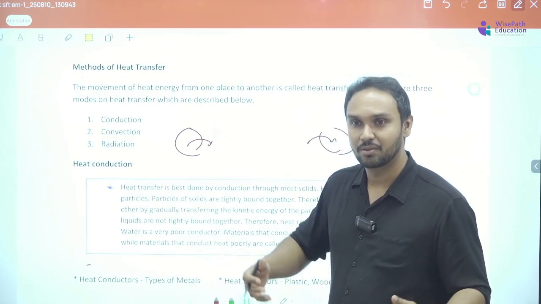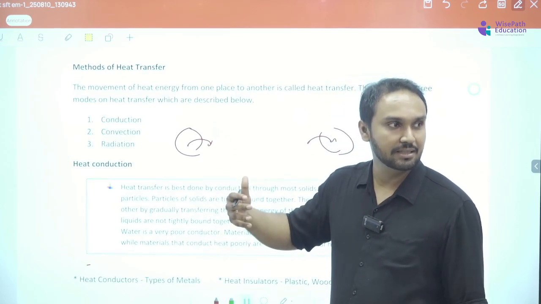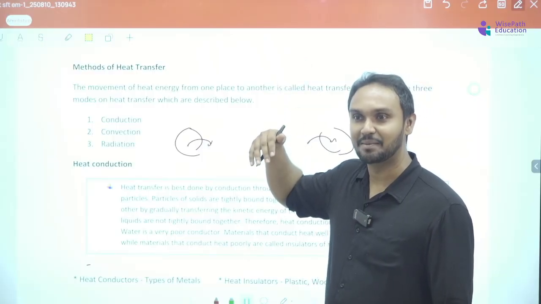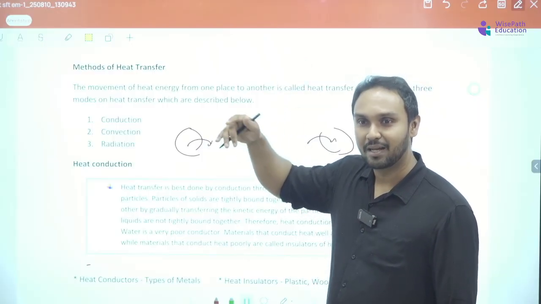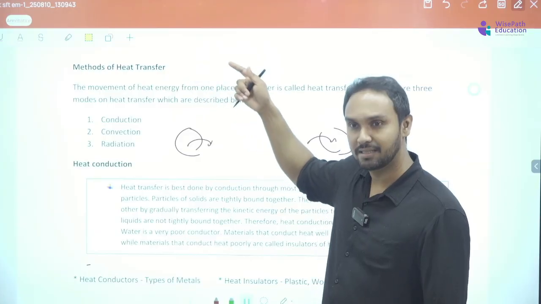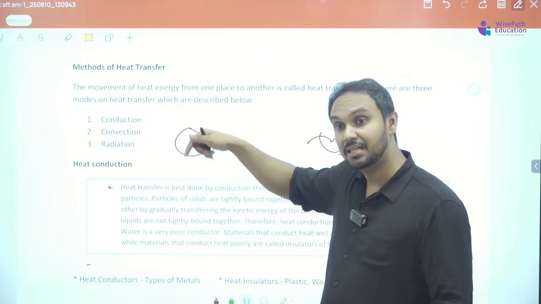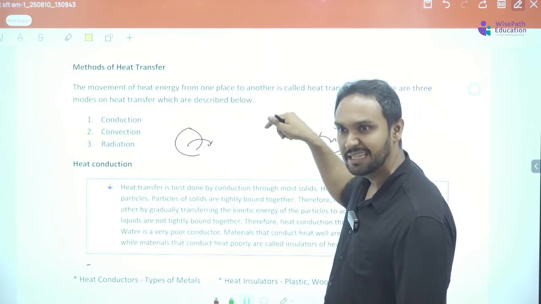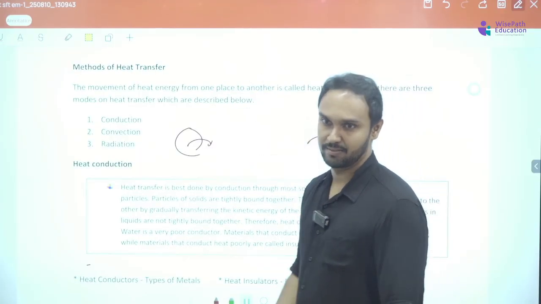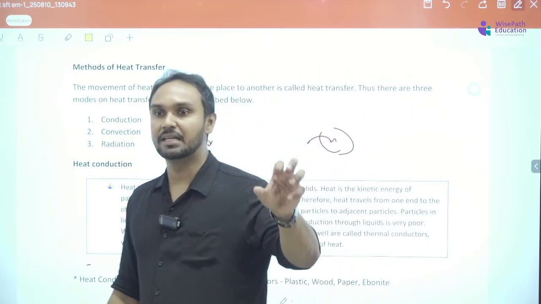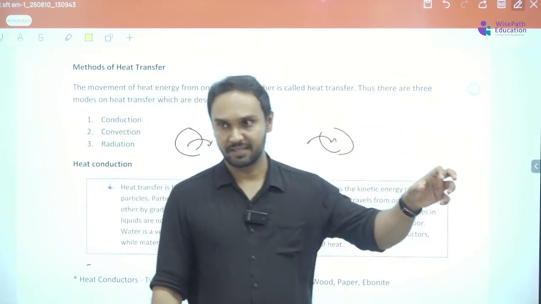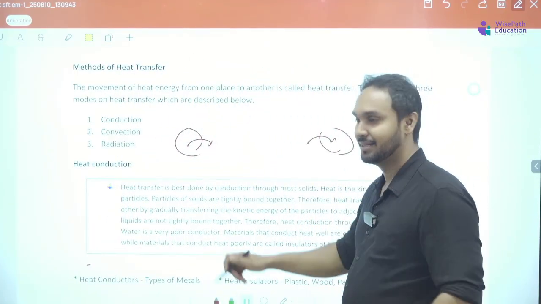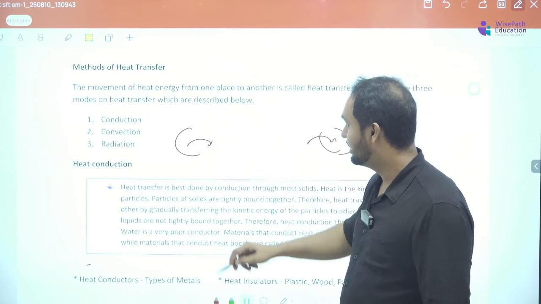Everything else there is space, and she starts moving with the excitement. Now that movement of the particle with the heat energy inside it is convection. The particle moving with the energy is convection. Now Diana is moving with the heat.